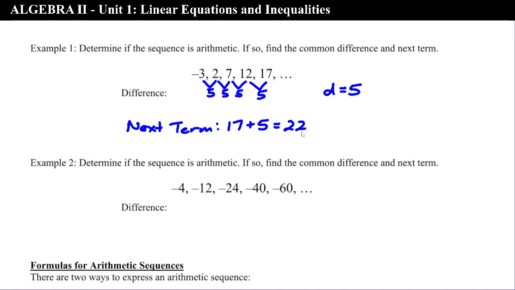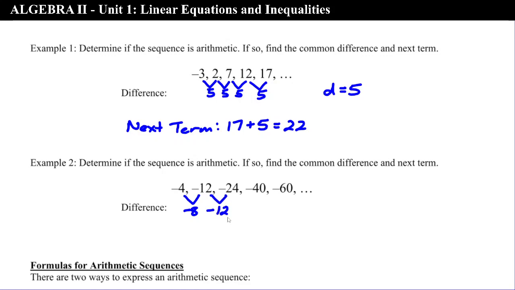All right, let's look at this next example. We're given this sequence. We want to find out if it's arithmetic. Well, let's see. -12 minus -4. Well, that's going to give us -12 plus 4, because we had a minus, and that gives us a difference of -8. Then we go to -24 minus -12, so -24 plus 12 gives us -12.